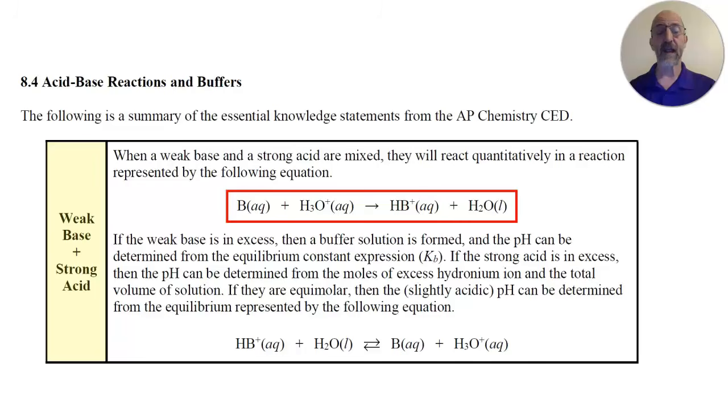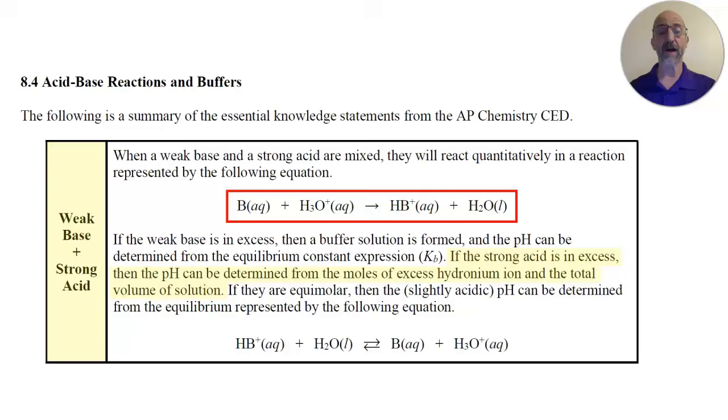So again, different scenarios for a weak base strong acid titration. If you are in the early stages or the middle portion of the titration before you get to the equivalence point, then the weak base is in excess, a buffer solution is formed, and the pH can be determined from the equilibrium constant expression Kb. Well, if you are past the equivalence point, in other words, if the strong acid is in excess, then the pH can be determined from the moles of the excess hydronium ion and the total volume of the solution.